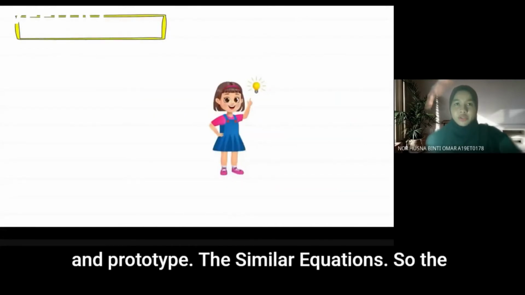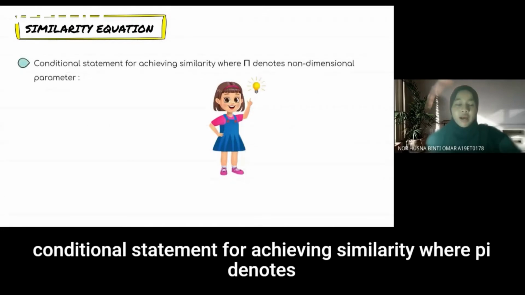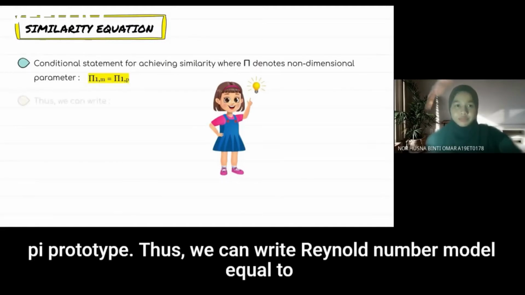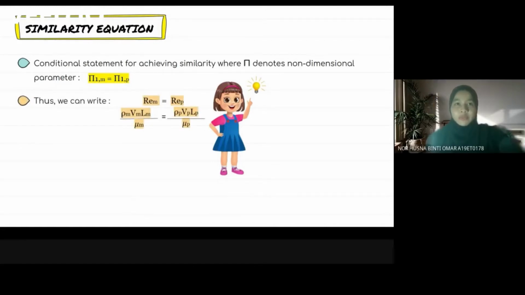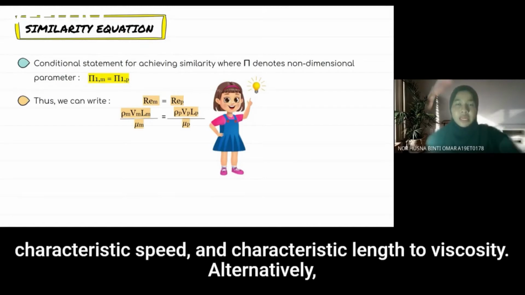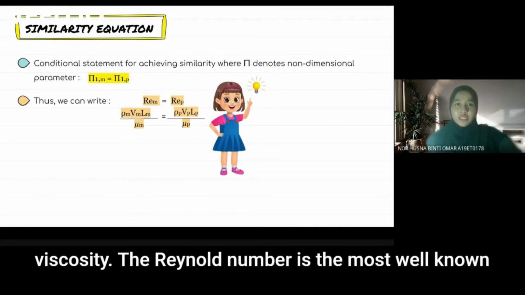The similarity equation. The conditional statement for achieving similarity, where pi denotes the dimensionless parameter, is pi model equal to pi prototype. Thus, we can write Reynolds number model equal to Reynolds number prototype. The Reynolds number is formed by the ratio of the density, characteristic speed, and the characteristic length to viscosity. Alternatively, it is the ratio of characteristic speed and length to kinematic viscosity.